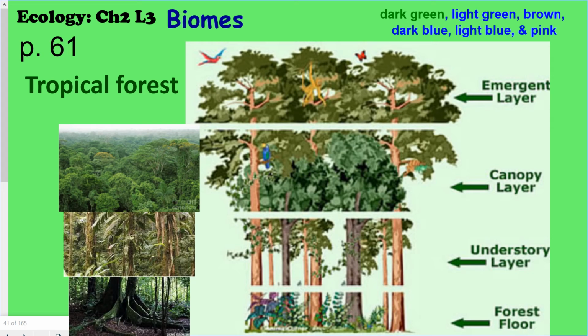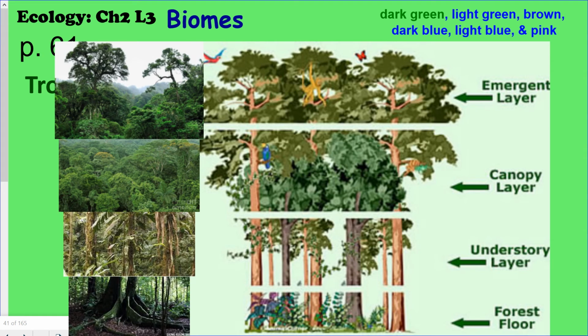And then you can see the canopy layer, which is the top of the trees. And then every once in a while you get an emergent tree, which is popping out of the top to get more sunlight and thrive.